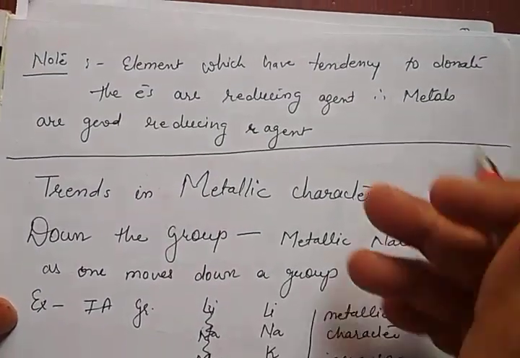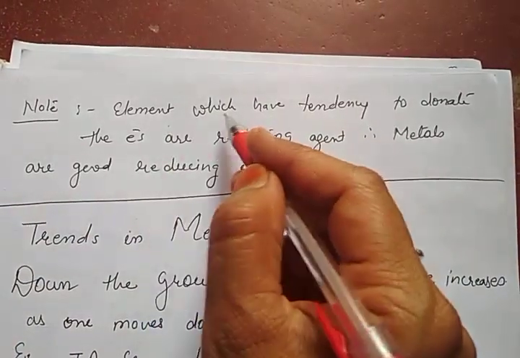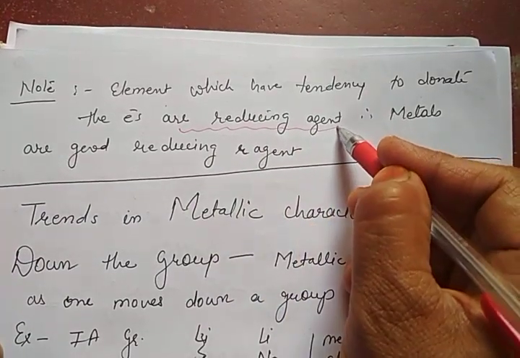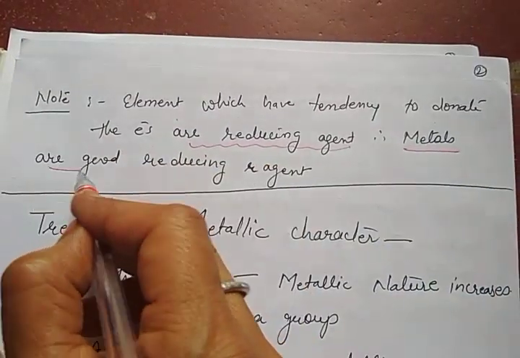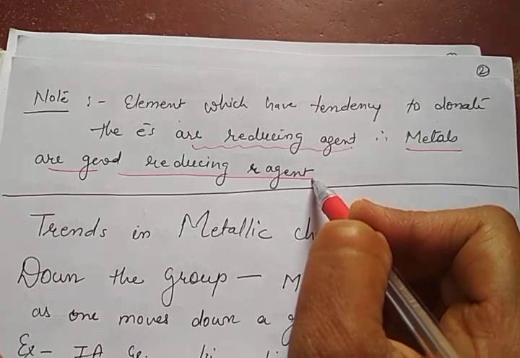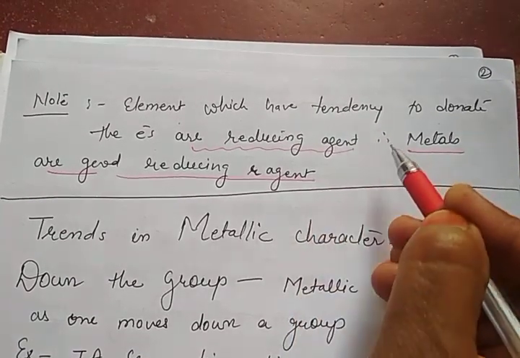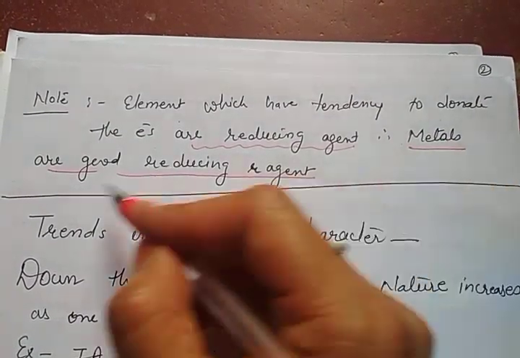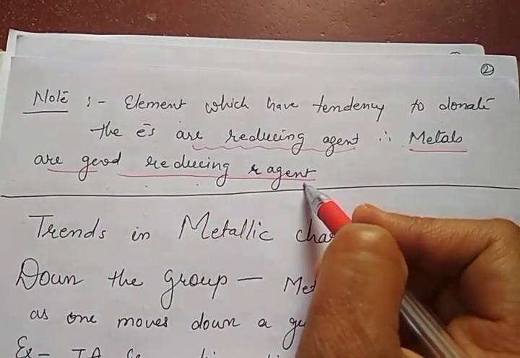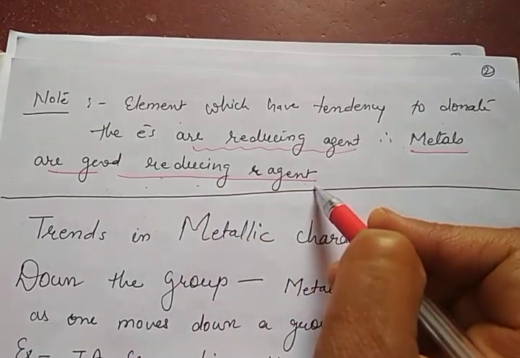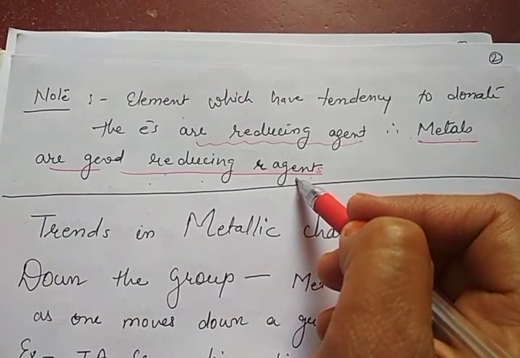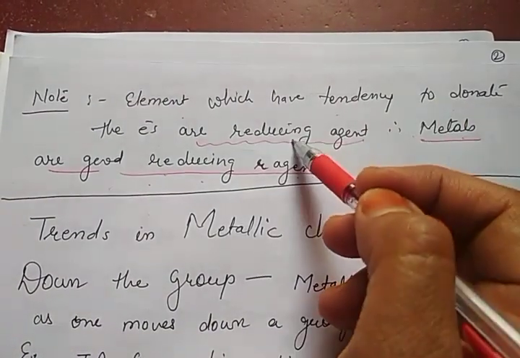Now the next point that we have to remember is a special note. The elements which have the tendency to donate electrons are good reducing agents, and thus metals can also be called good reducing agents because they have the tendency of donating electrons. We have to remember this point because it can be asked in the exam as a fill in the blank: metals are good dash agents, that is, good reducing agents. Also it can be asked as a give reason: why are metals good reducing agents? Because they have the tendency of donating electrons.